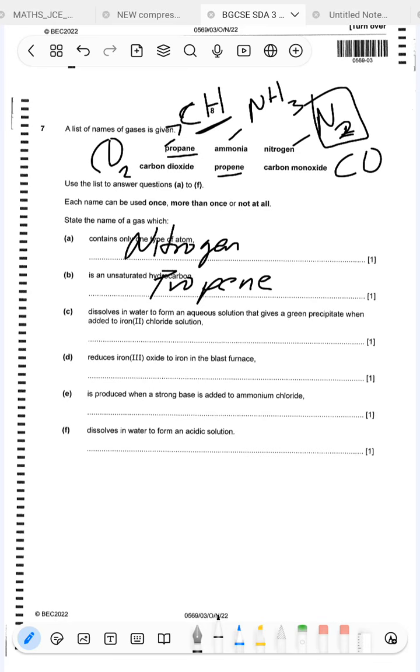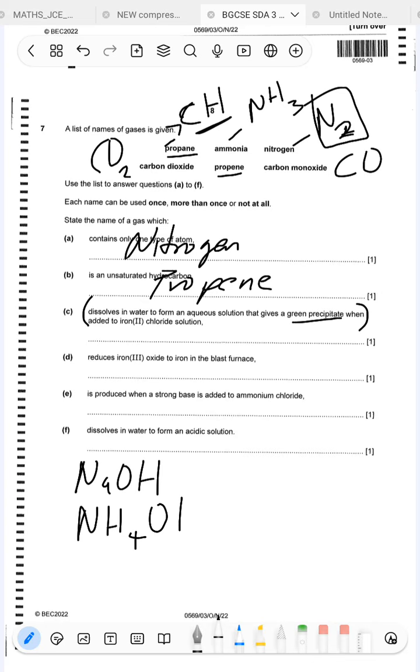C says dissolves in water to form an aqueous solution that gives a green precipitate when added to iron 2 chloride solution. All right, so this is going to be familiar when you remember your test for ions. Okay, test for ions. What reagents do we use there? Remember, when you're doing the practical paper, we usually use sodium hydroxide. Okay, and what else? We also use ammonium hydroxide. Okay, ammonium hydroxide.